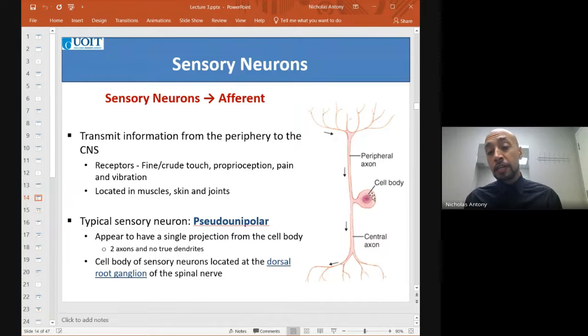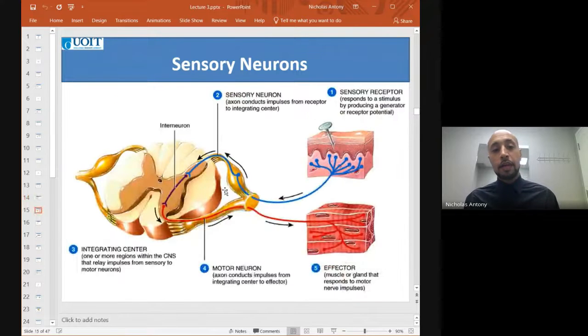Now, the cell bodies of our sensory neurons, our pseudo-unipolar cells, are located in the dorsal root ganglion of our spinal nerve. I don't know if you remember this from neuroscience, but here we have a drawing of information from a spinal nerve coming into the spinal cord. Remember, peripheral nerves are mixed. They have afferent and efferent flow: neurons sending information from the periphery up to the spinal cord, and those that send information from the spinal cord out to the muscles.